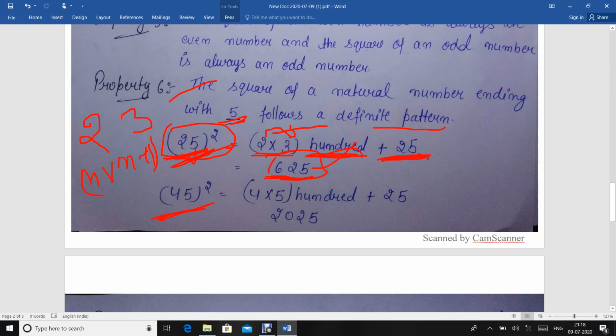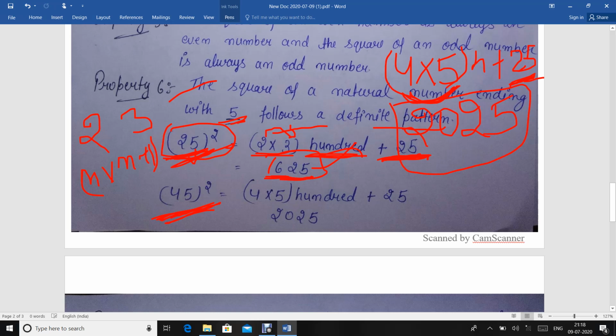See the next example, that is 45 square. Now you know that 45 square means 4 multiply by the next number of 4, that is 5, at 100th place, plus you need to add 25. Always you will add 25. Now you know that 4 5s are 20 at 100th place. Now remaining part is 25. So the square of 45 is 2025.